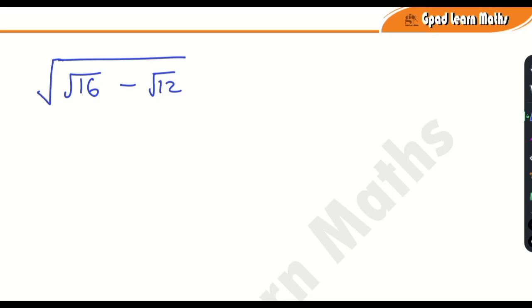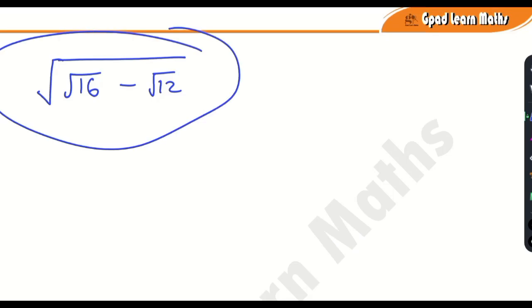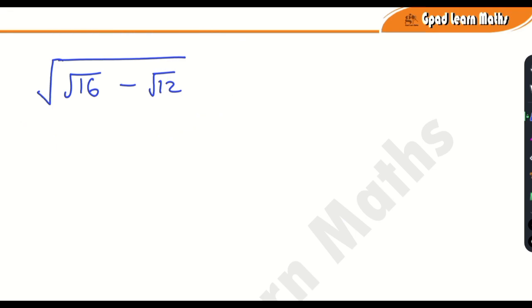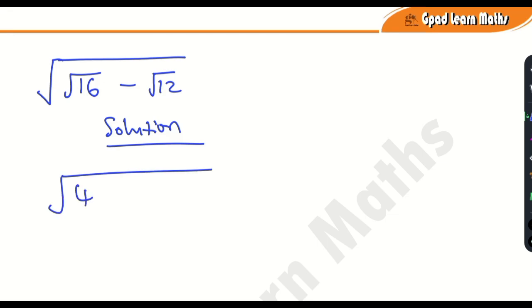In this video, I'm going to be simplifying this radical expression. The way to do this, first of all, is to simplify what we have in the radical. This is root 16. Root 16 is what? 4. So I'm going to write the square root of 4 minus.